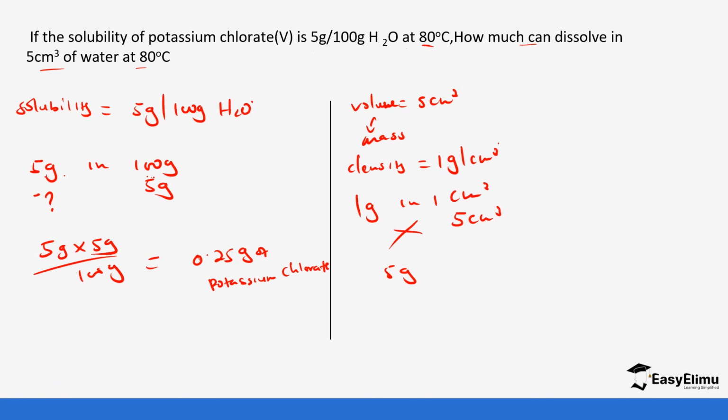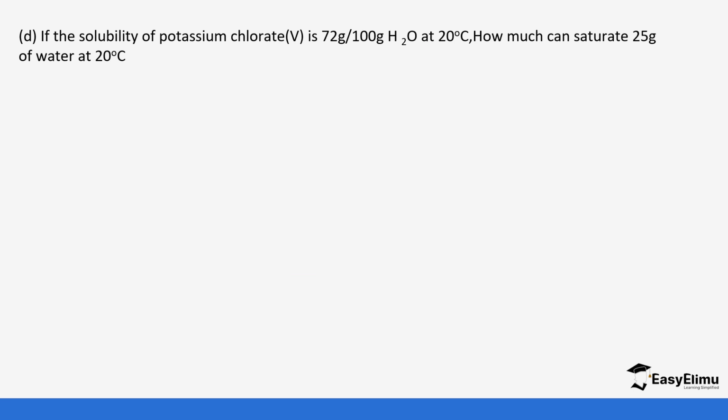Let's do another question. If the solubility of potassium chloride is 72 grams in 100 grams of water at 20 degrees Celsius, how much can saturate 25 grams of water? So once more, we have been given the solubility, which is 72 grams in 100 grams of water. So we are being asked how much salt can saturate 25 grams of water, or how much salt will we need to fully dissolve in 25 grams of water.